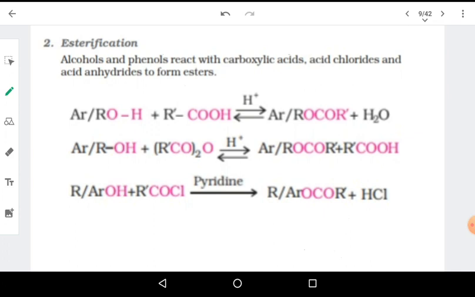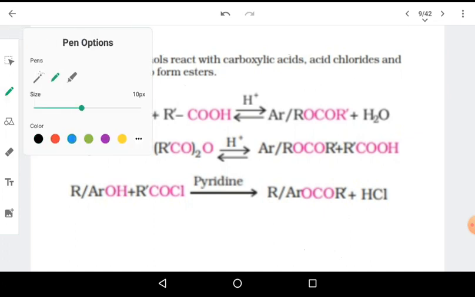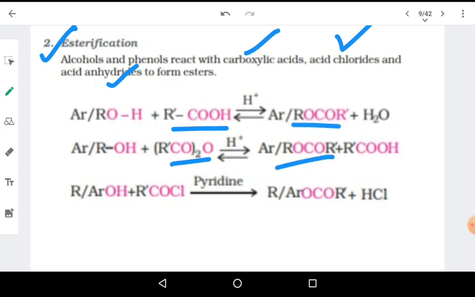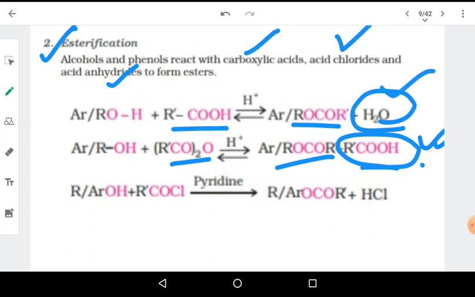Now the next reaction that we are going to study is esterification. Now what is esterification? Esterification is the formation of esters. And how are esters formed? Esters are formed when alcohols or phenols react with either carboxylic acid or acid chloride or acid anhydride. Now, here what happens is that in the case of acid and acid anhydride, in both these cases we will be getting the corresponding esters over here, right? And here we are getting R-COOH as the remaining product. And here we are getting H2O as the byproduct.